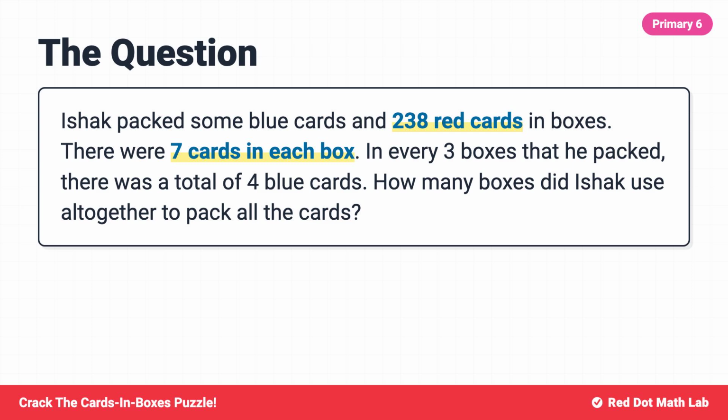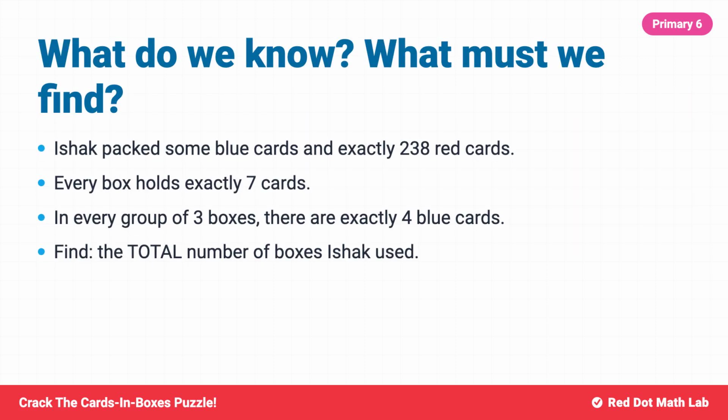Notice something interesting. We know the exact number of red cards, but the number of blue cards is a mystery. And the blue cards come in a repeating pattern, 4 blue cards in every 3 boxes. Let's organize our information. What do we know? First, Ishak packed some blue cards and exactly 238 red cards. Second, every box holds exactly 7 cards, no more, no less. Third, in every group of 3 boxes, there are exactly 4 blue cards. And what do we need to find? The total number of boxes Ishak used to pack all the cards.